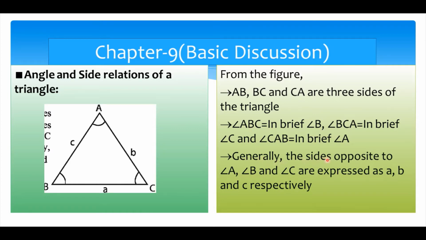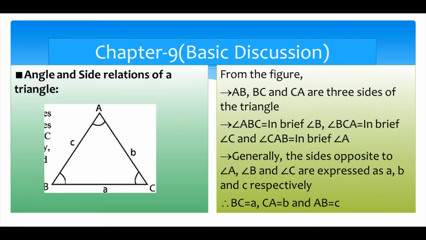Now generally the sides opposite to angles A, B, C are expressed as a, b, c respectively. This is the general way. You can write another way also, no problem, but this is the general way. The side opposite to angle A is BC, so we can mark it a. After that, the side opposite to angle B is AC and we can mark it b. And the side opposite to angle C is AB and we can mark it as c. So generally the sides opposite to angle A, angle B and angle C are expressed as a, b, c respectively.